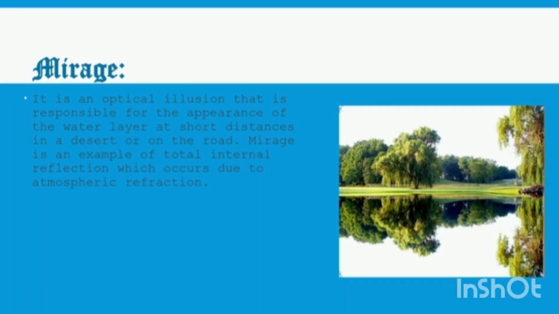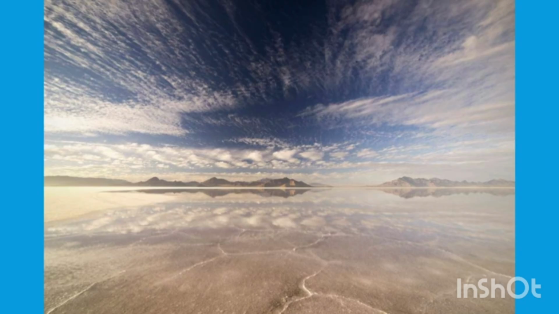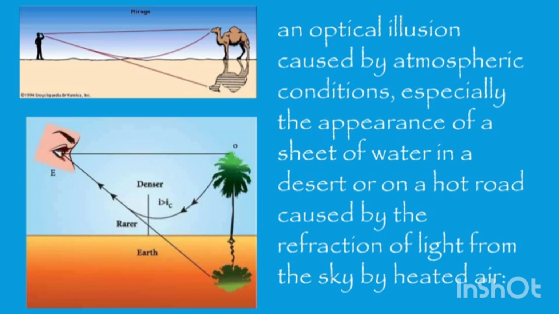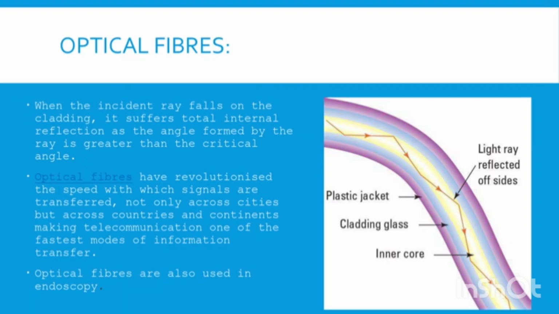The next is mirage. Mirage is an optical illusion that is responsible for the appearance of a water layer at a distance in a desert or on a road. If you are traveling in a desert, you will be able to see water at a long distance. You must have seen it in movies, right? That is your mirage, an optical illusion. It happens because of atmospheric refraction.